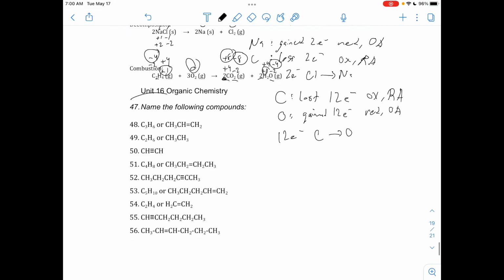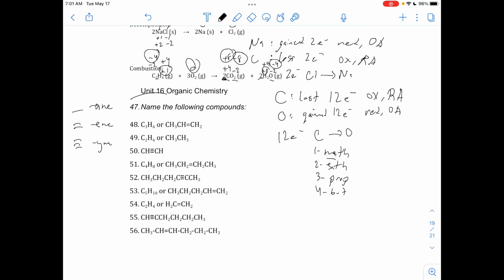Okay, last unit, unit 16, organic chemistry. We're going to name the following compounds. Remember that if it has all single bonds, it's an alkane. If it has a double bond, it's an alkene. If it has a triple bond, it's an alkyne. And then the prefixes: if it has one carbon, it's meth, 2 is eth, 3 is prop, 4 is but.